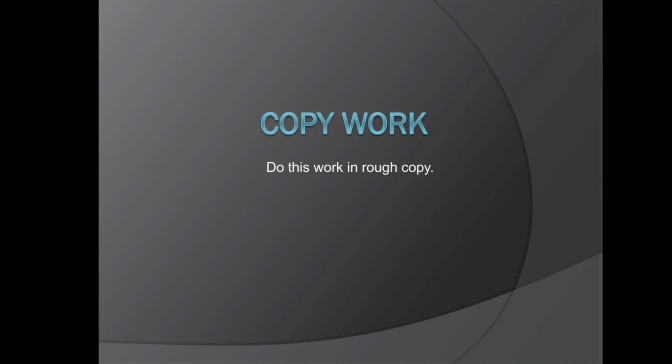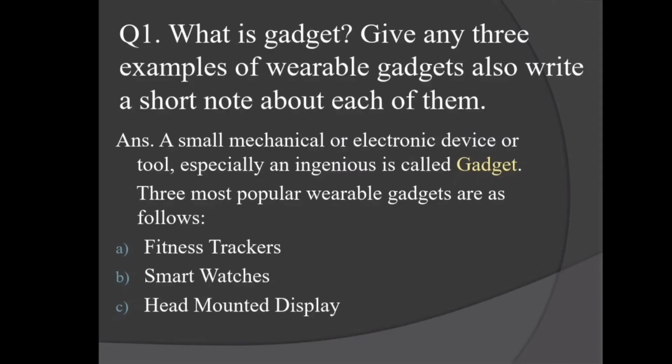Yes, children. Now I'll show you the copy work. Children, till now you have understood that you need to write in your copy. Right. Children, in today's activity, I have given only one question, but this is important because your next activity will be based on this question. Okay, so write it and understand it properly. So, your question number one is, what is a gadget? Give any three examples of wearable gadgets. Also, write a short note about each of them.